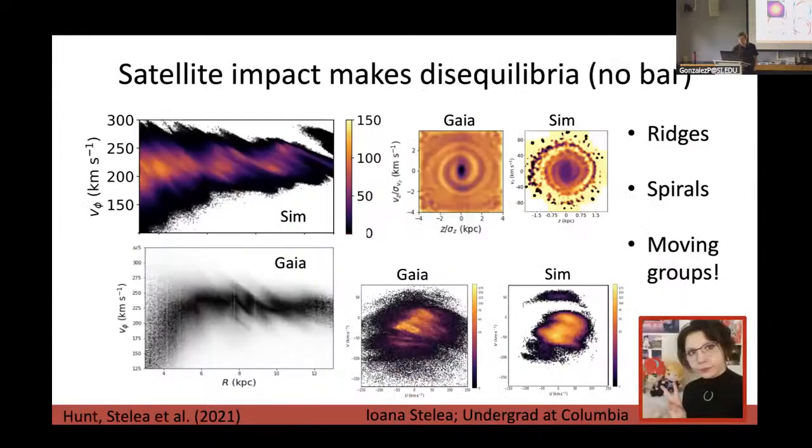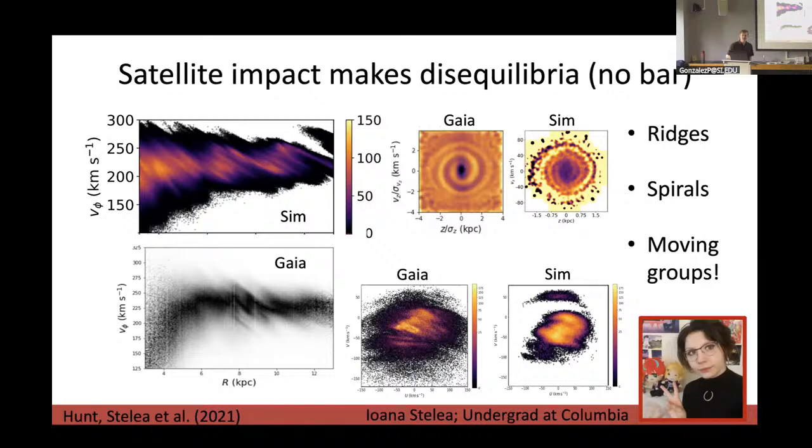And you can look at what's going on in the simulation. This satellite impact makes all the disequilibria features that we saw so far. So you have these ridges and ripples in radius versus azimuthal velocity. This is the simulation, this is Gaia. You have the phase spiral, this is Gaia, this is the simulation. And we also have the moving groups here, which is purely coincidental.